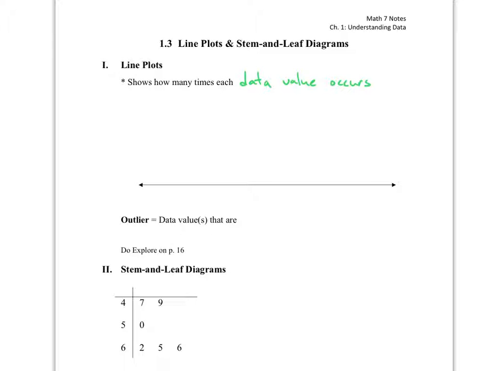Molly, how old are you? 12. Emily? 13. Izzy? 12. Kendall, 12. Ethan? 12. Jake? 12. All right, we're going to stop there.